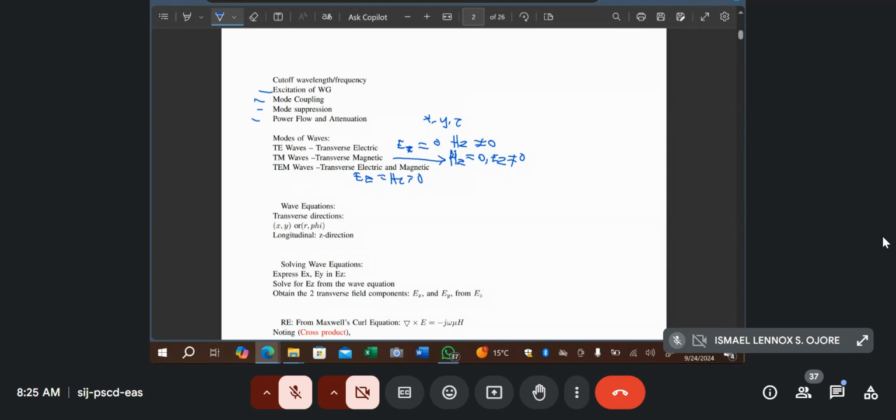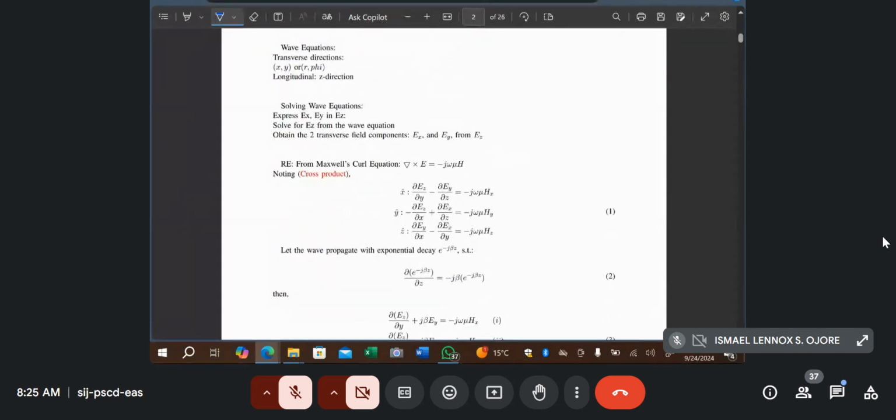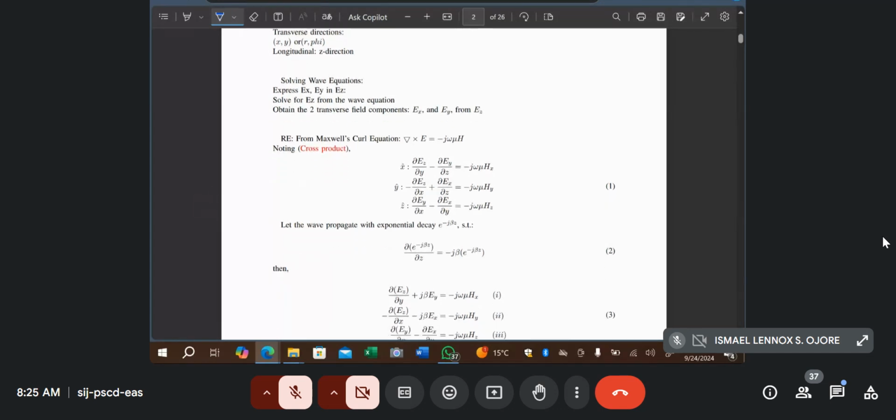Okay, so we have the transverse direction being XY, or if it was cylindrical, we're talking about R and phi, but the longitudinal direction remains as Z. So if you remember your coordinate systems. Now we will just look at Maxwell's equations and try to see how different modes of waves can be operated from a waveguide.